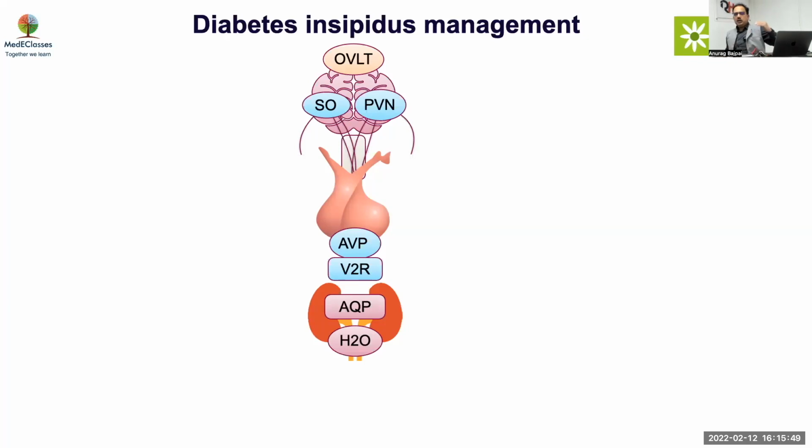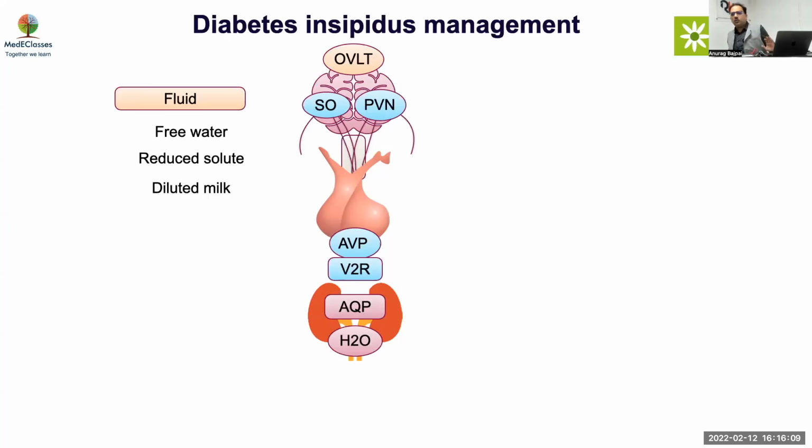Very importantly, the management has 2 arms. As I said, urine output is a product of how many osmoles you have and how much is your concentration. So you try to decrease your osmoles. You give more free water to the child, reduce solute, and you try to give diluted milk with oil. If you have an infant, you try to increase the calorie density, so you want an early weaning. You use diluted milk and add oil, which will be of help. The other thing is to give vasopressin.